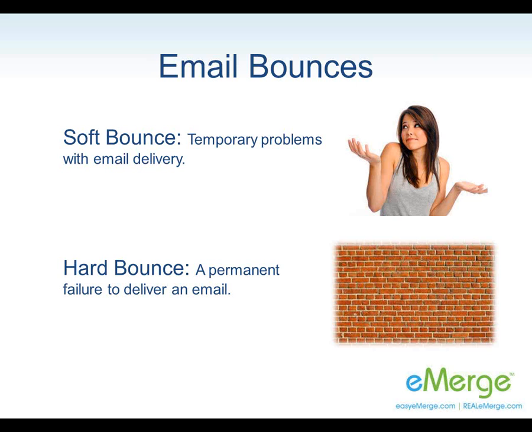Now, other systems maybe don't monitor that for you. They may allow you to keep sending to soft bounces and hard bounces, and it just makes your deliverability go further and further down. That's part of the issue, that it negatively impacts deliverability, and those people should definitely be removed from your email list.